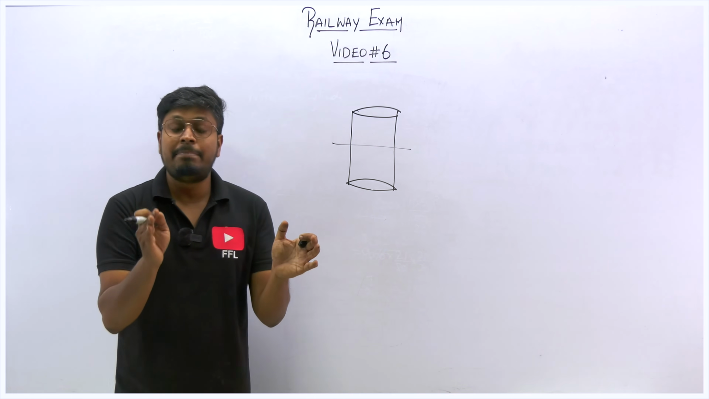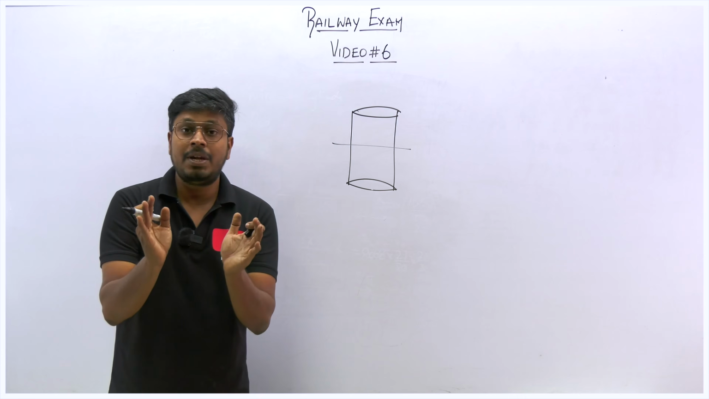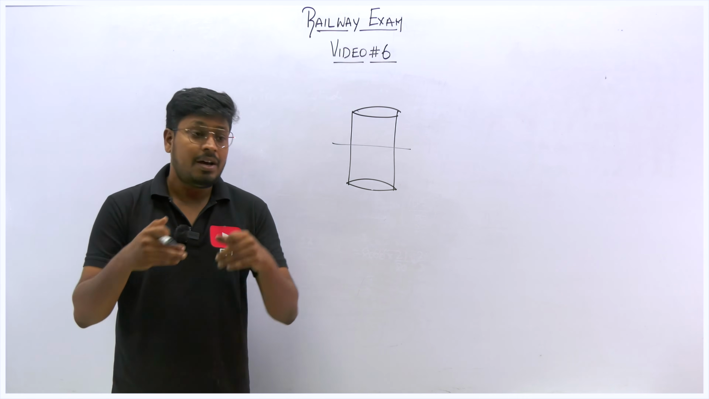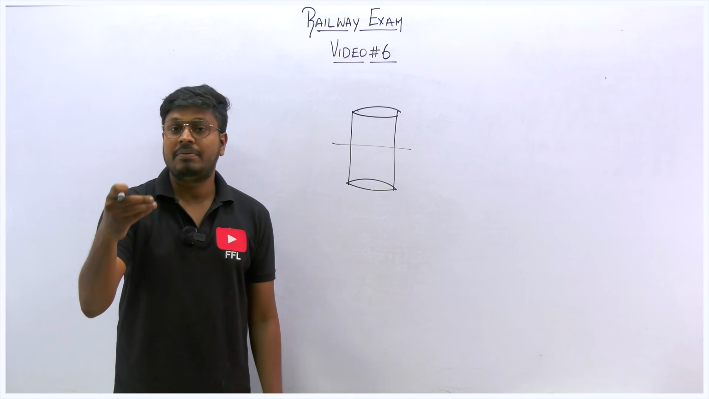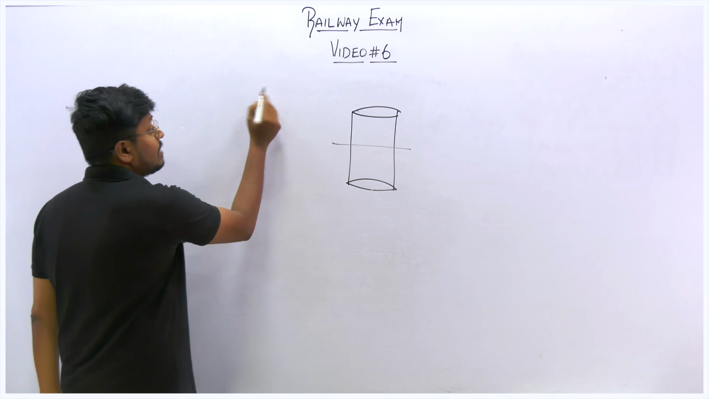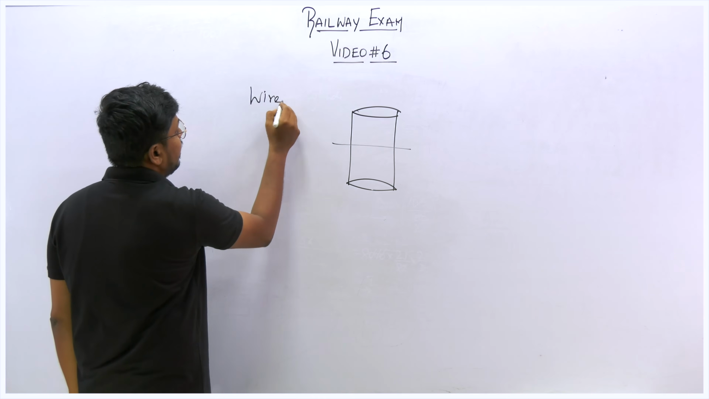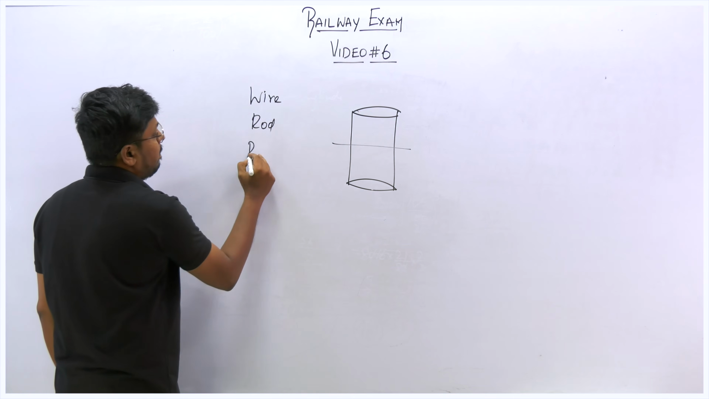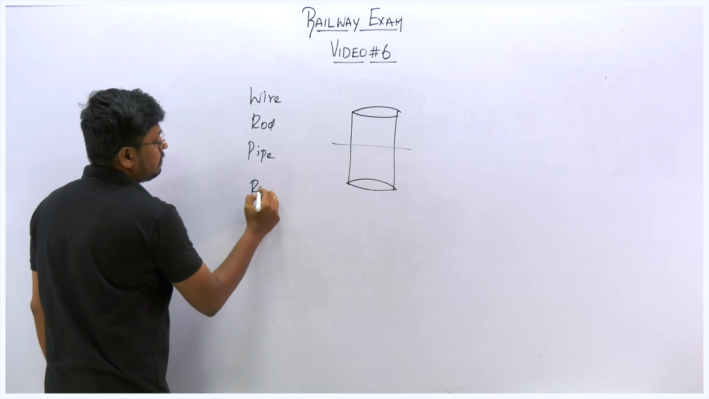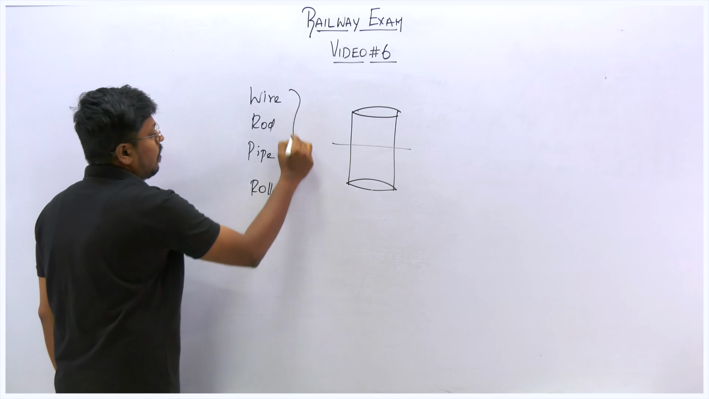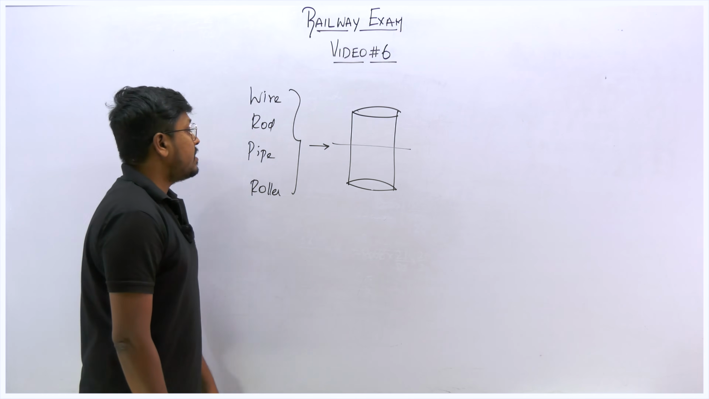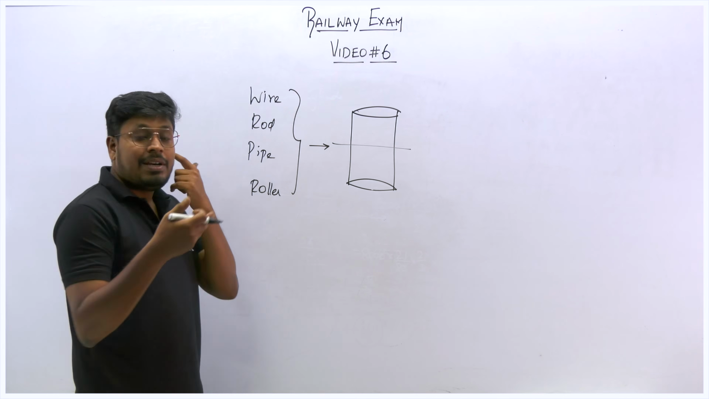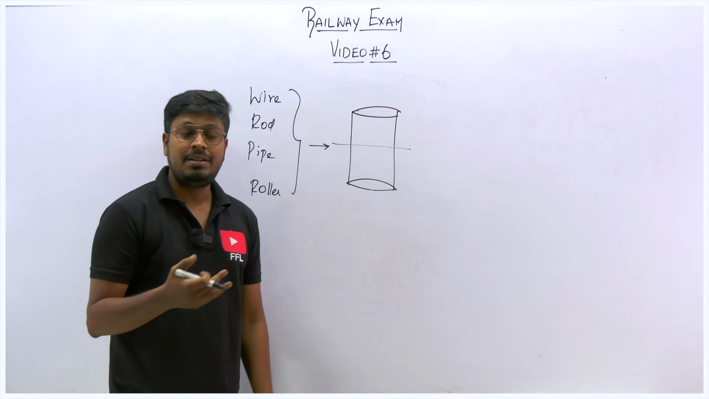A roller with a base of 3 centimeter, so the roller will be in the form of a cylinder. A rod with a radius of 3 centimeter, so the rod will be in the form of a cylinder. So make sure to understand all these important things: wire, rod, pipe, roller. All these things will be in the form of a cylinder, right? Because they will confuse you by using different words in the question.